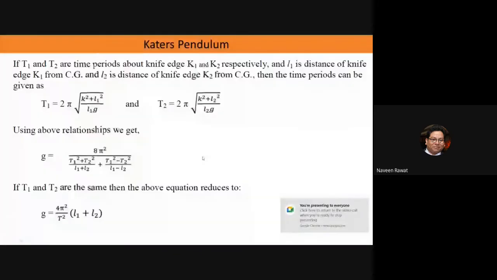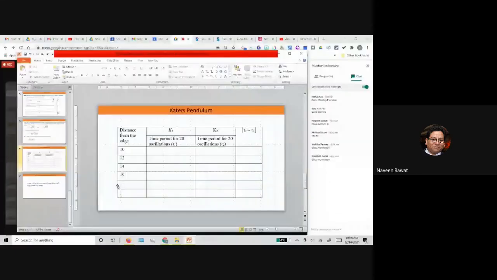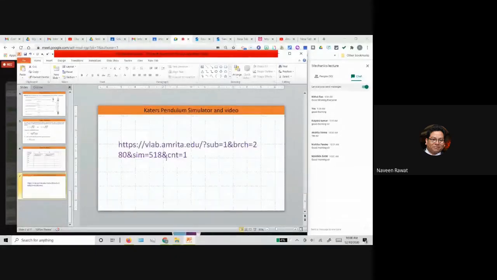Okay, what we have to do is again measure the two time periods from the two knife edges. Okay, and then we can calculate g by using this relationship where you're using the two time periods and the two lengths of the center of gravity to the suspension points, K1 and K2. Okay, so pretty straightforward, not much to discuss here. What you all need to understand is there is a simulator. I have provided the link on which you can perform this experiment.